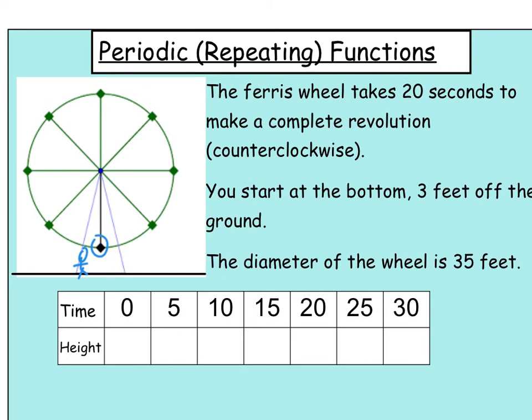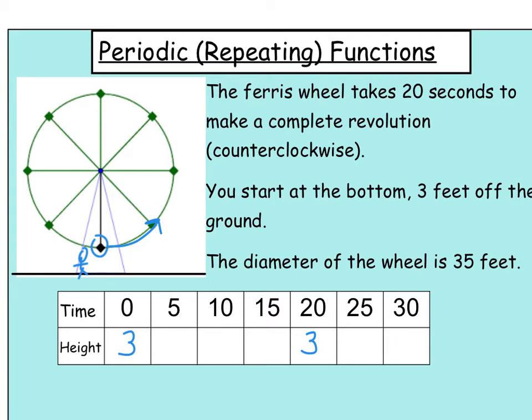All right, then you're going to start making your way around. We're going to be going this way. As the Ferris wheel goes, it's going to take 20 seconds to go all the way around. So at 20 seconds, you're going to end up right back down where you were before. You're going to be at the bottom again. So at 20 seconds, you will be 3 feet high.